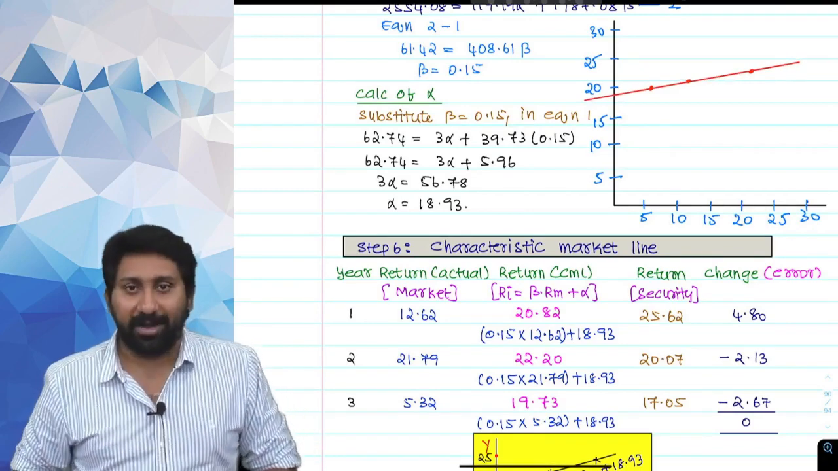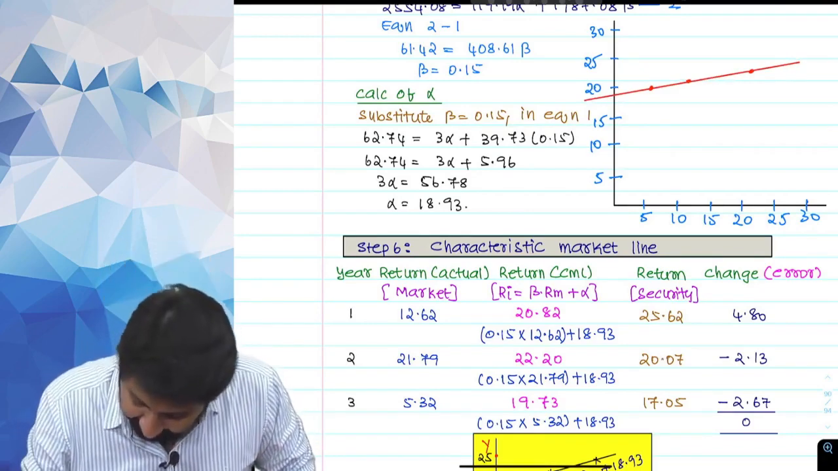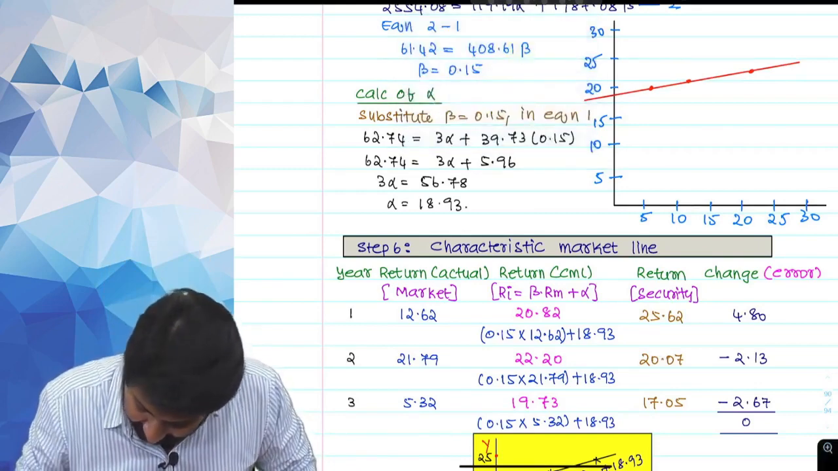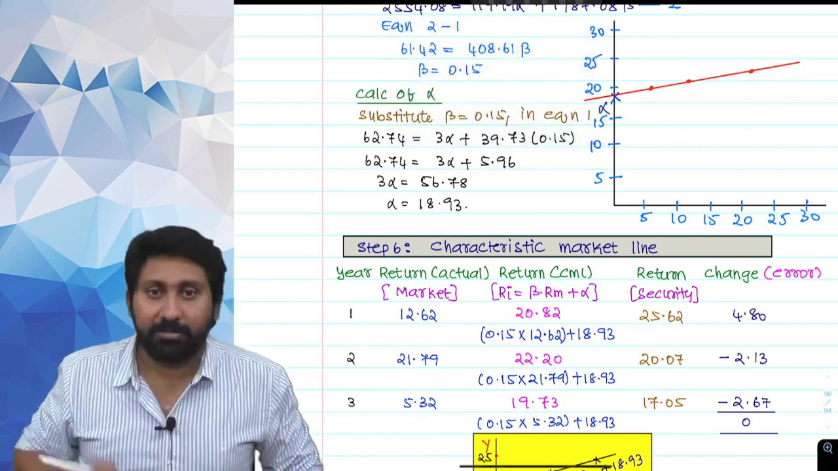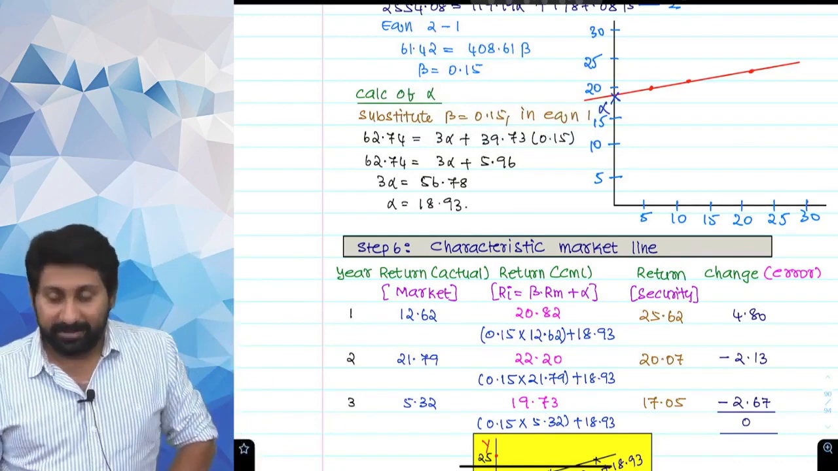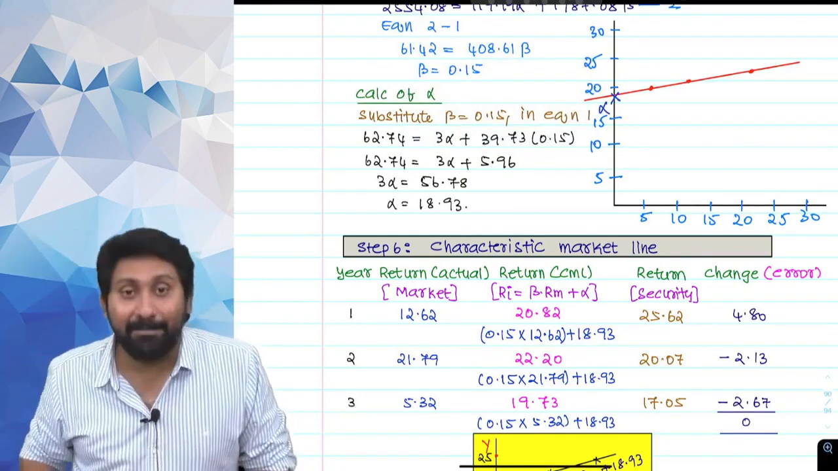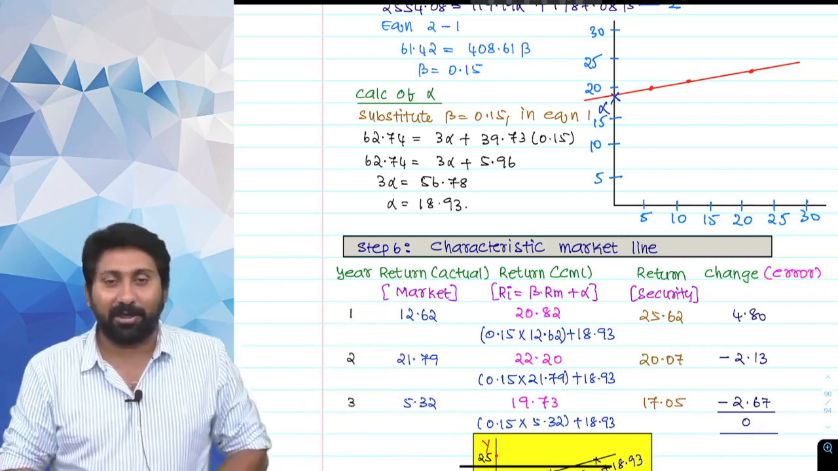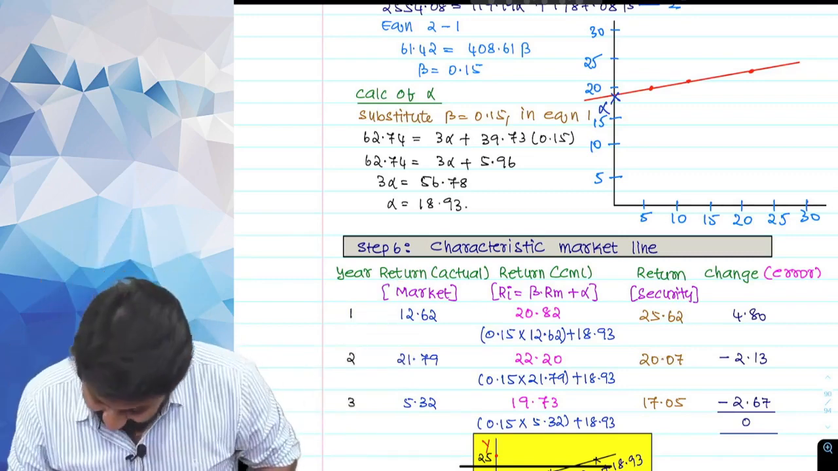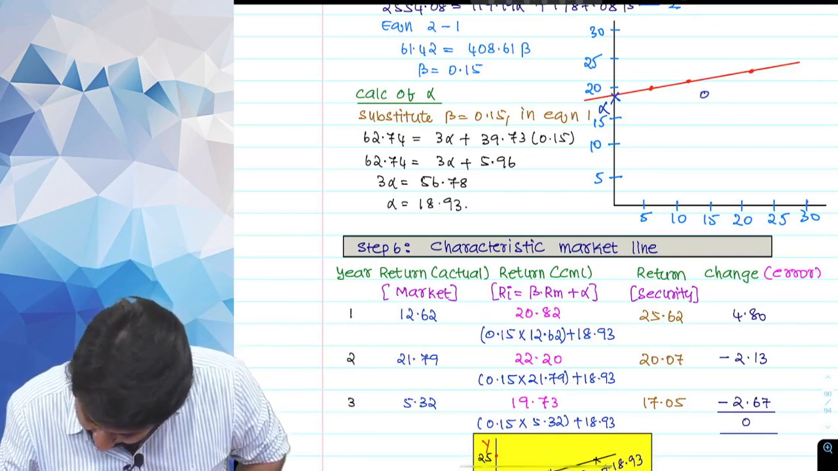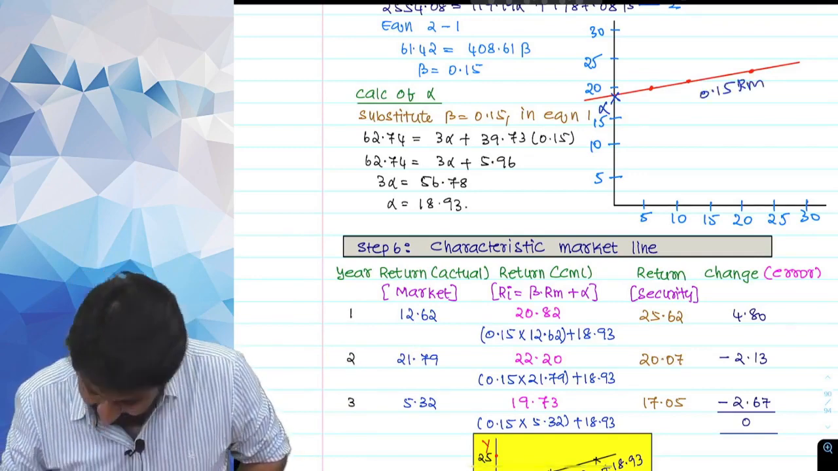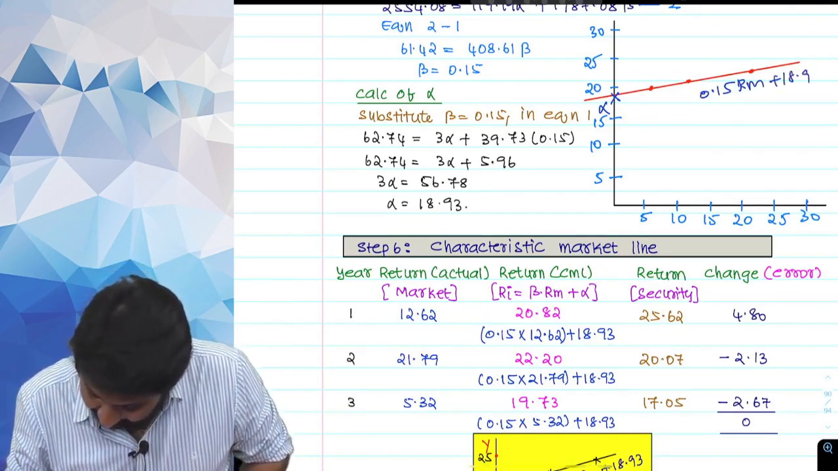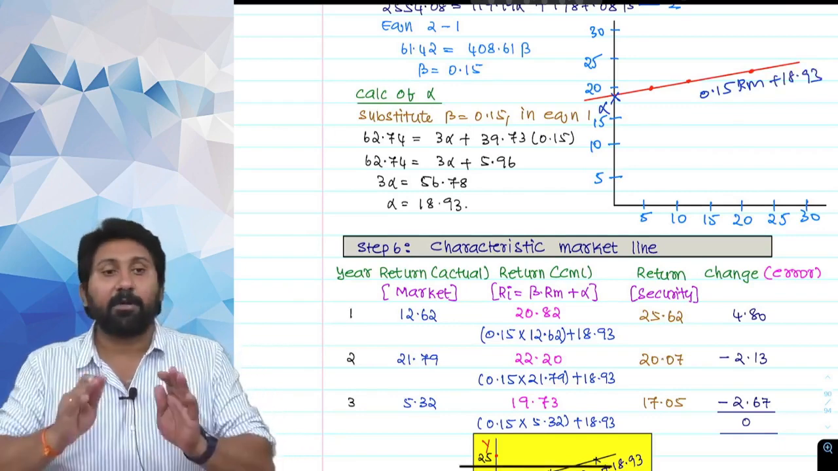From this we have drawn a line. Exactly it will cut at a place which we will call alpha. This is the CML line. When we draw a straight line equation, automatically a straight line should be formed, or not? It formed. So what is the name of this straight line? 0.15 Rm, beta Rm plus 18.93. This forms a straight line.